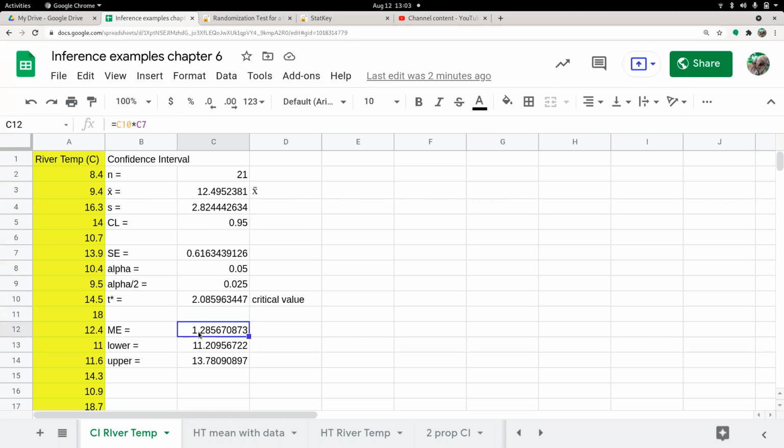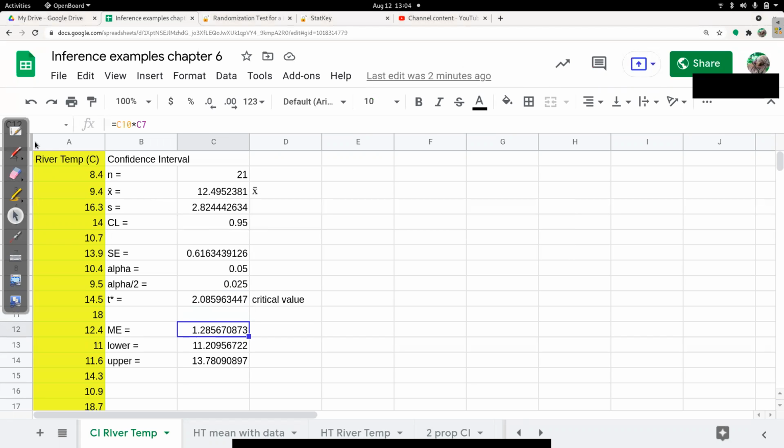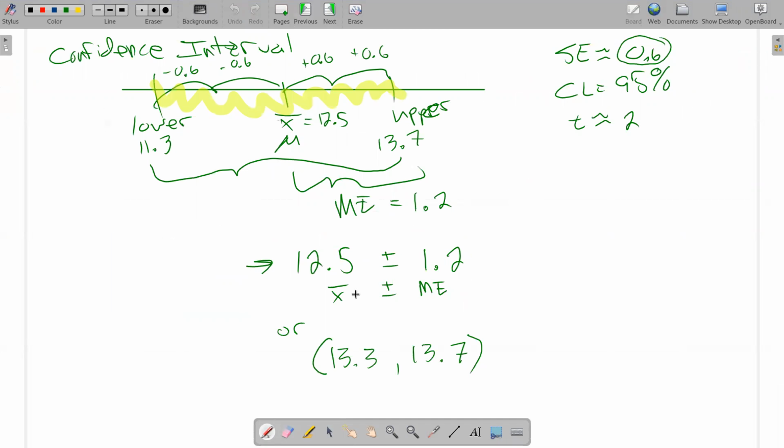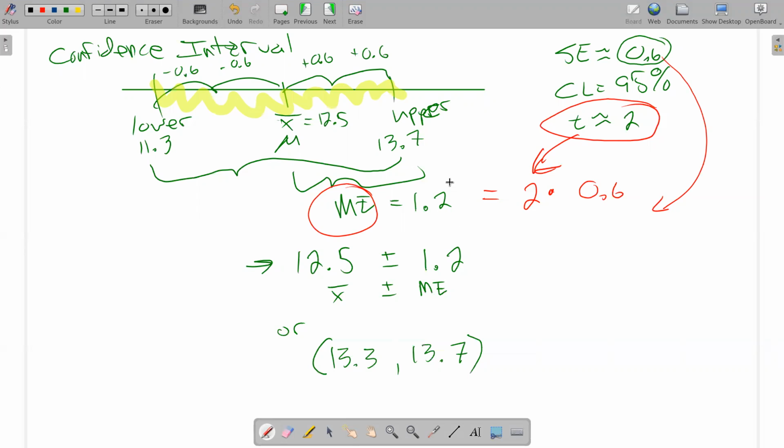Once I have that, I can find the margin of error. As a reminder about how that margin of error comes about, if we go back to my sketch, I rough guessed it over here. I assumed my t-score was about 2. That tells me how many of these standard errors I need, and that gives me the margin of error. So my margin of error came from taking the 2 from t, multiplying by the standard error, 0.6, and that's where I got that 1.2 from.